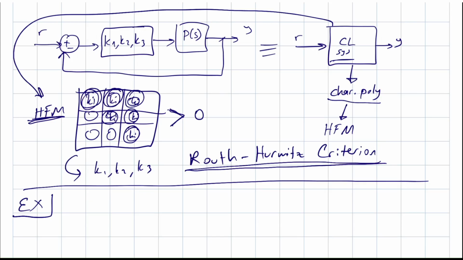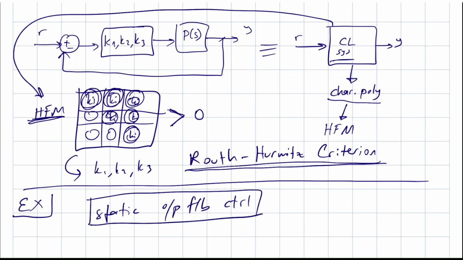And in the next video we are going to look at an example where we construct a static output feedback controller. Let me tell you, you can only solve this problem for very limited dimensional problems, and SISO systems are limited types of problems that you can handle. But it is important.